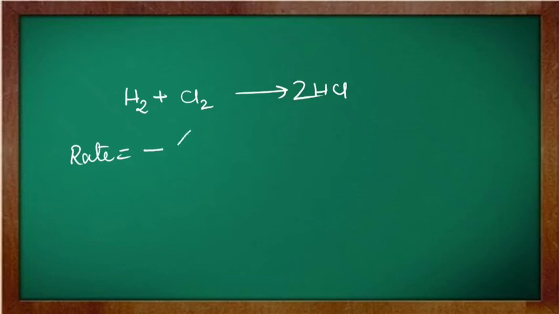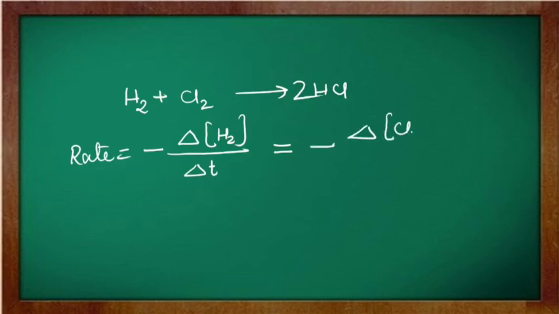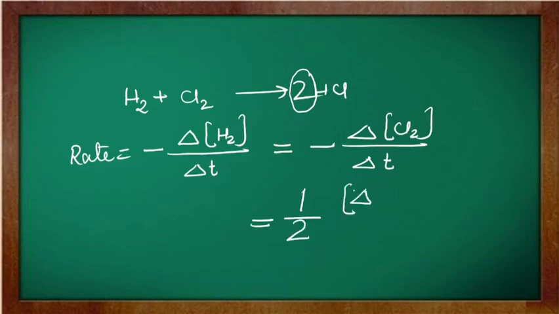directly minus change in the concentration of H2 by change in time, equal to, again this chlorine is in the reactant phase, it will be minus change in the concentration of Cl2 by change in time, then again equal to, now here in the coefficient you have your 2, so this 2 will come as 1 by 2, and change in the concentration of hydrochloric acid by change in time. And this is how the rate of a reaction is written.